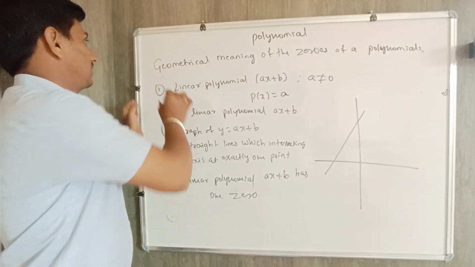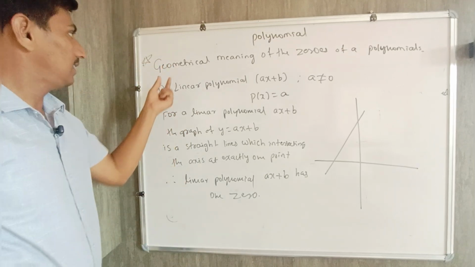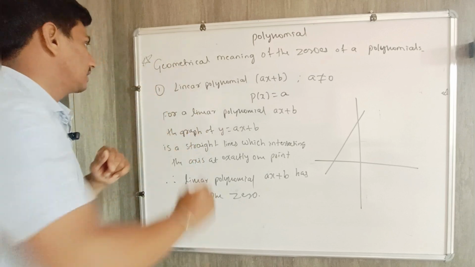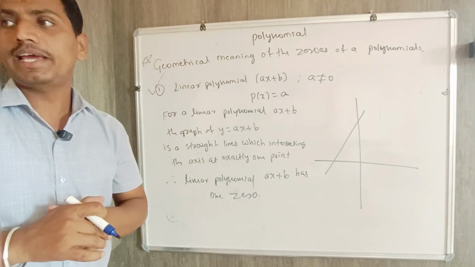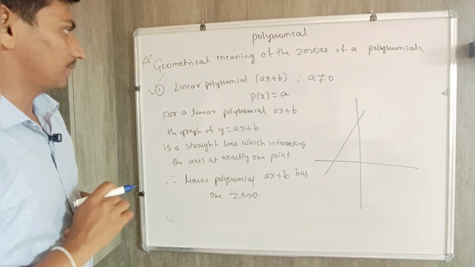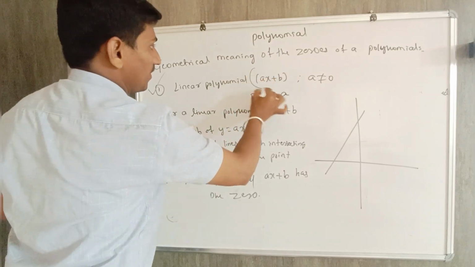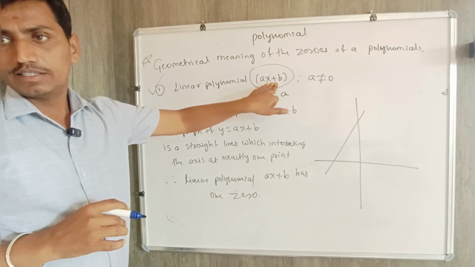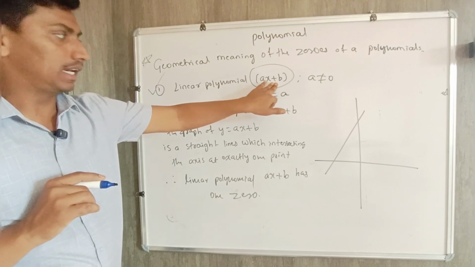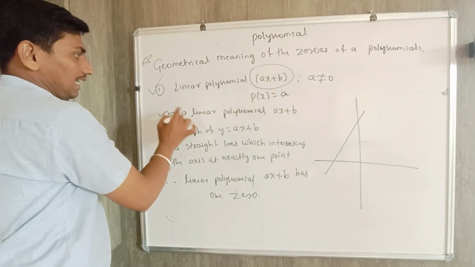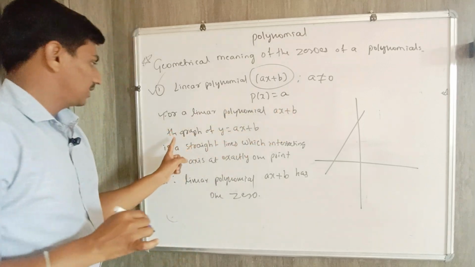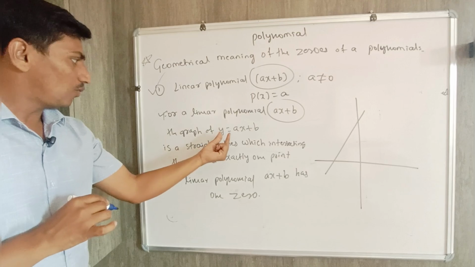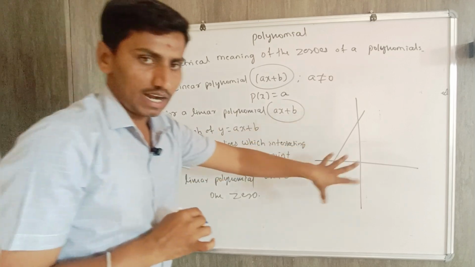So the next topic is the geometrical meaning of the zeros of a polynomial. First one is the linear polynomial. In a linear polynomial, the highest degree is 1. So see here, this is the general form of a linear polynomial, ax plus b. Let us see here, for a linear polynomial ax plus b, the graph of y equal to ax plus b. This is the graph.